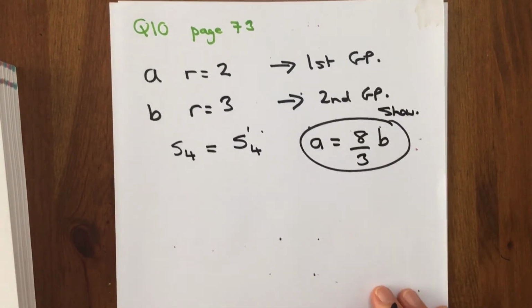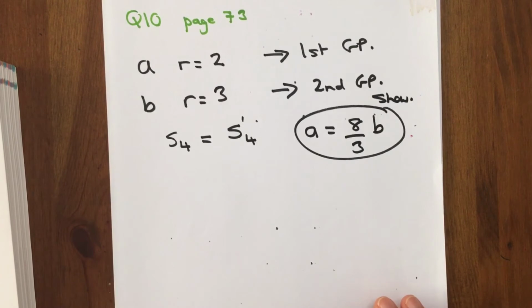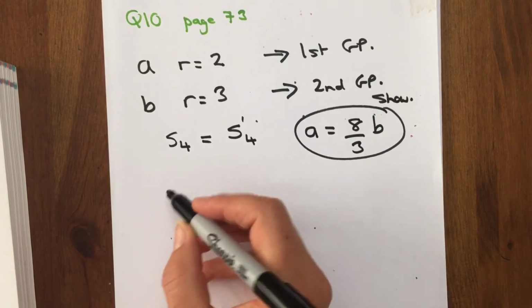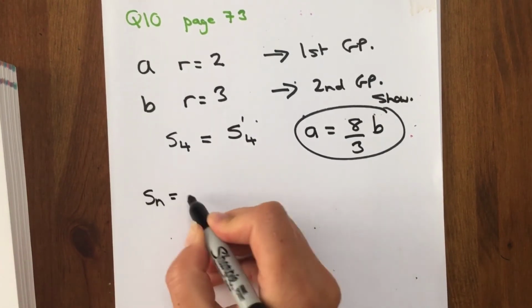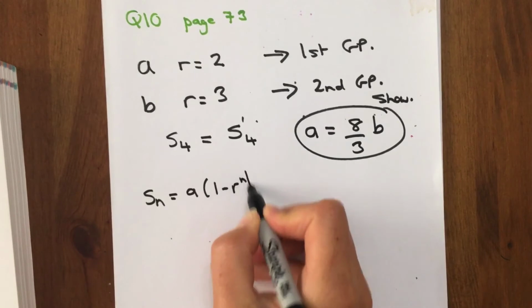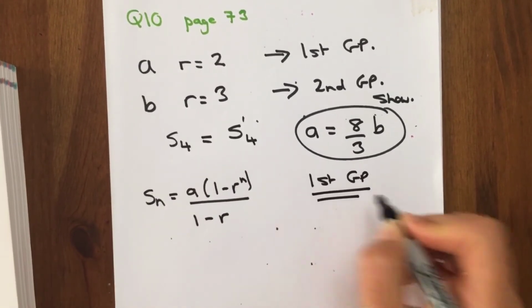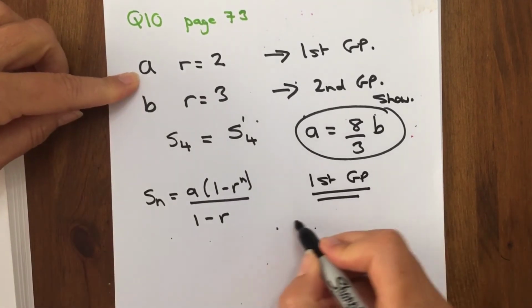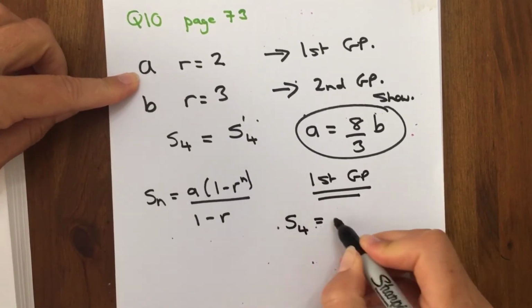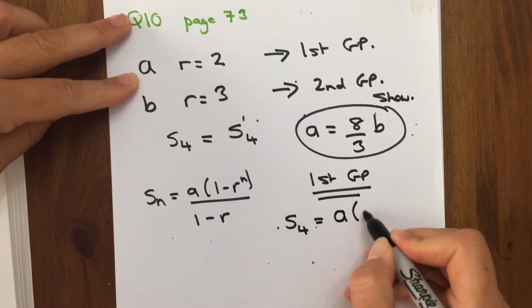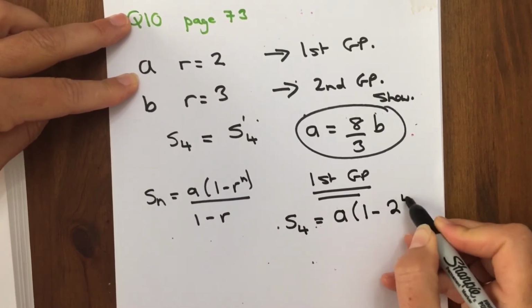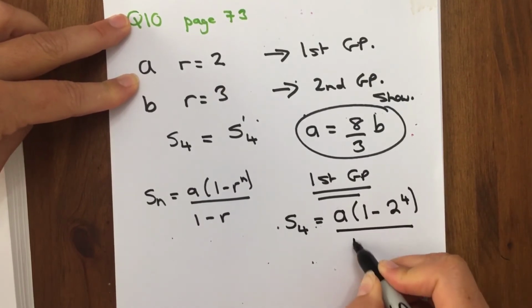Okay, so get your thinking heads around this. The first thing I'm going to do is find the sum to 4 terms for both of them. I'm going to put them both into my formula. So I know this is my formula. I'm just going to write it out again. Okay, so if I look at the first geometric sequence, I'm looking at the sum to 4 terms. I've got my first term is A, 1 minus 2 to the power of 4 over 1 minus 2.